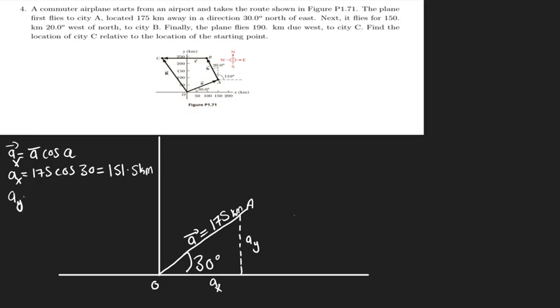AY is going to equal 175 sine 30. So we're going to have 175 sine 30, and we are getting 87.5 kilometers. All right, cool.